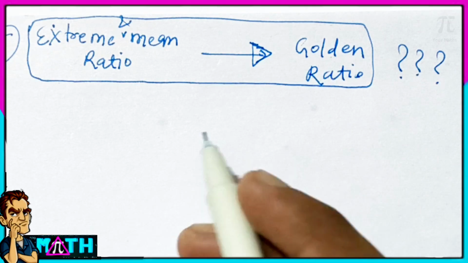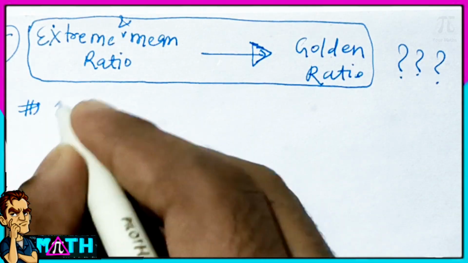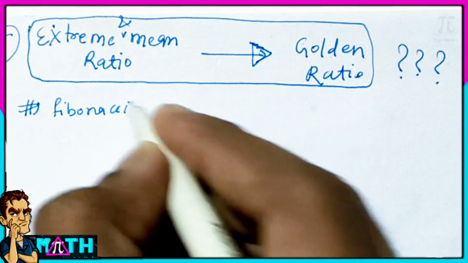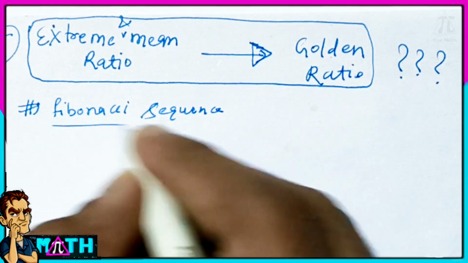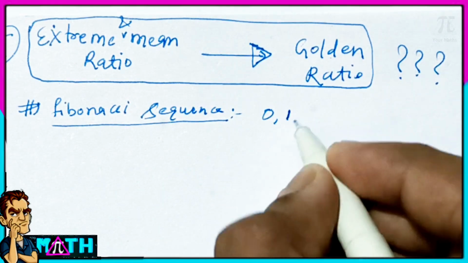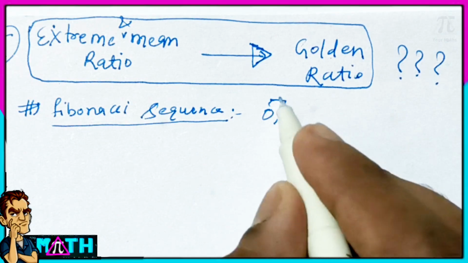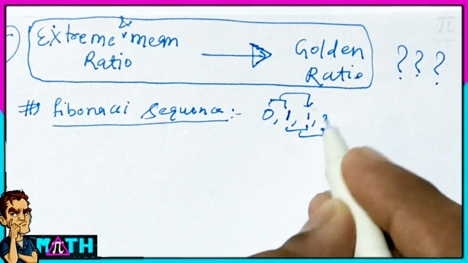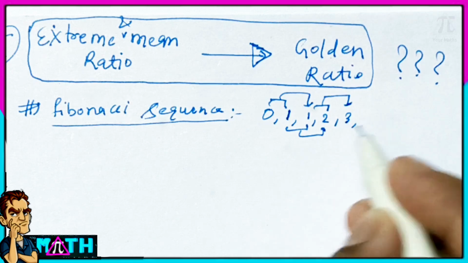And in this video we are going to explore more specialities of the extreme and mean ratio. So the first one is the Fibonacci sequence. It is a sequence starting from 0, then 1, and then the next term will be the sum of the two consecutive preceding terms. Then like that it will increase.